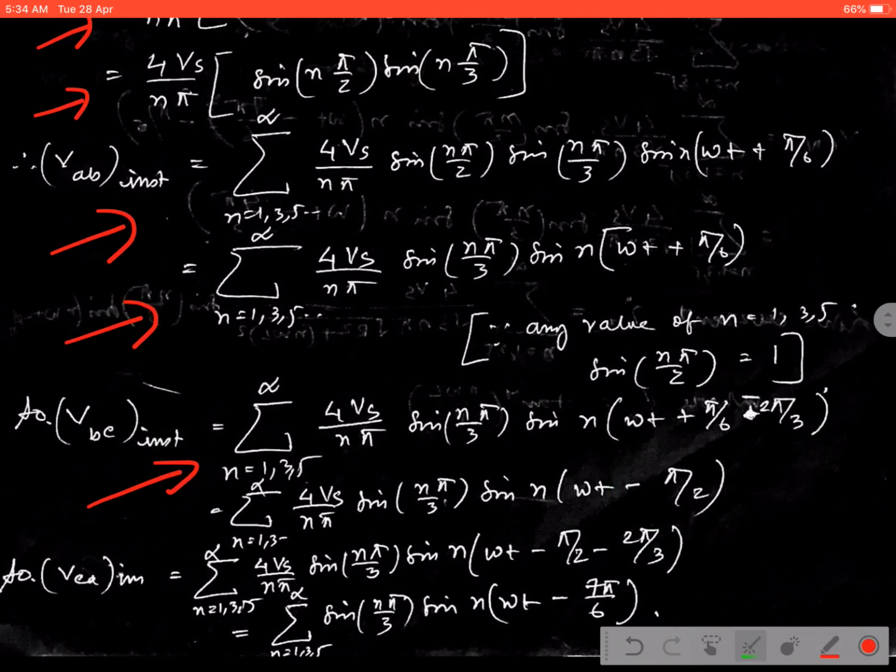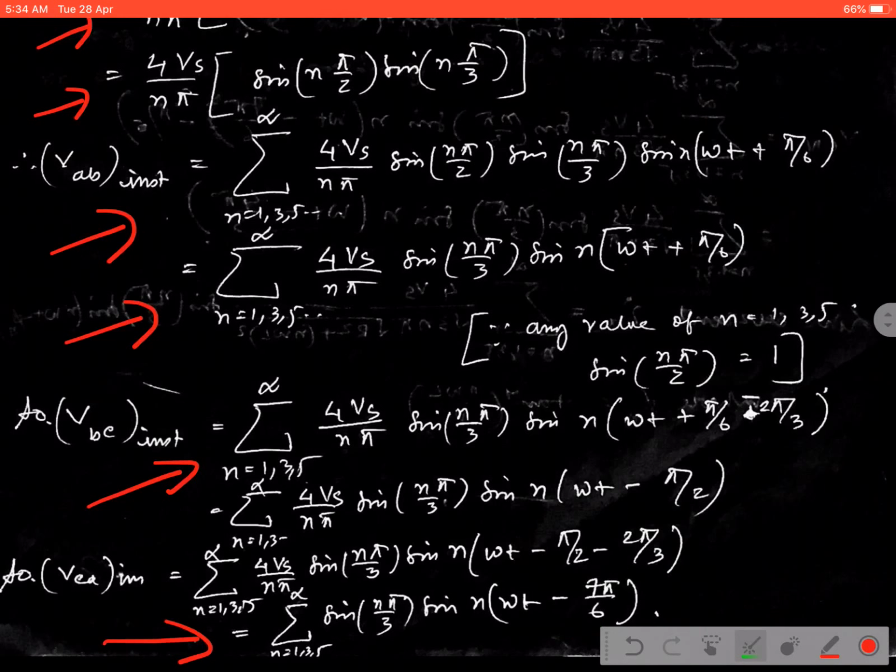Similarly, the same thing can be done to form the equation for VCA. This voltage should again be 120 degrees lagged behind the previous expression. That is why I have done pi by 6 minus 2 pi by 3 minus 2 pi by 3 here. So finally we get the summation over n equal to 1, 3, 5 to infinity of sin n pi by 3 sin n omega t minus 7 pi by 6. This is the simple calculation mentioned here. So this is all about the line voltage.